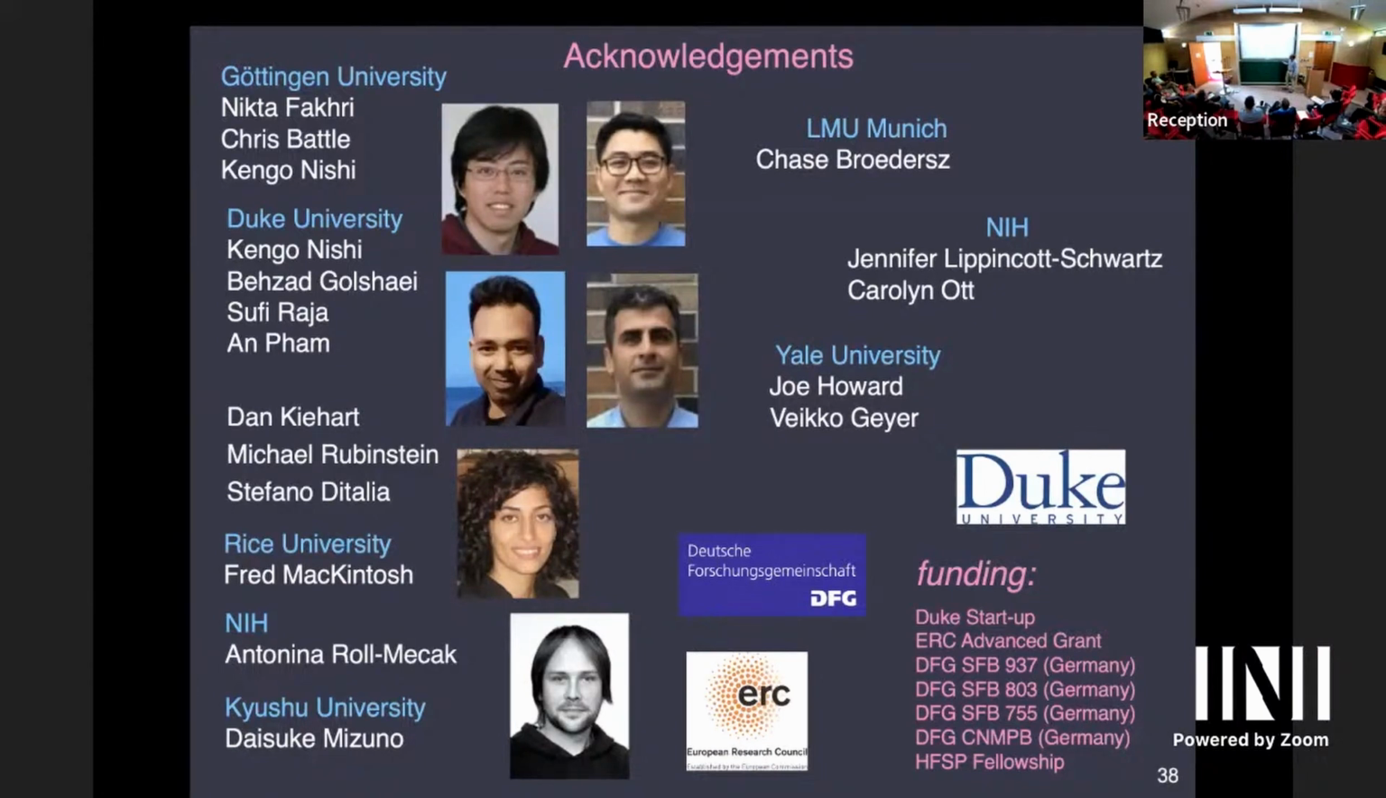More recently, the tissue pictures I showed you in the beginning are showing our new collaborations with developmental biologists, mainly Dan Kier, but also Stefano D'Italia at Duke. And Michael Rubinstein is, of course, close by, so we always probe him for theoretical insights. And of course, I mentioned already Antonina's lab, so they provided the enzymes for the modifications.